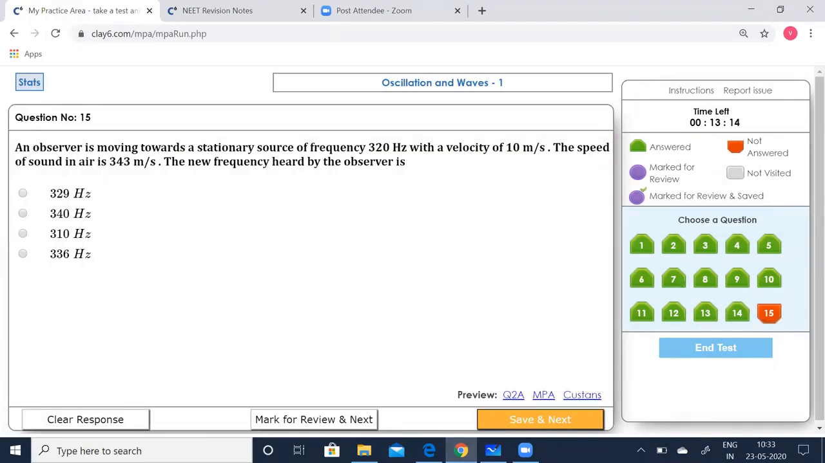An observer is moving towards a stationary source of frequency 320 Hertz with a velocity of 10 meters per second. The speed of sound in air is 343 meters per second. The new frequency heard by the observer is what? Obviously you can see that it is a sum related to the Doppler effect. The frequency of the source is given, the velocity is given, and the speed of sound is given, and they are asking you to find the frequency heard by the observer.